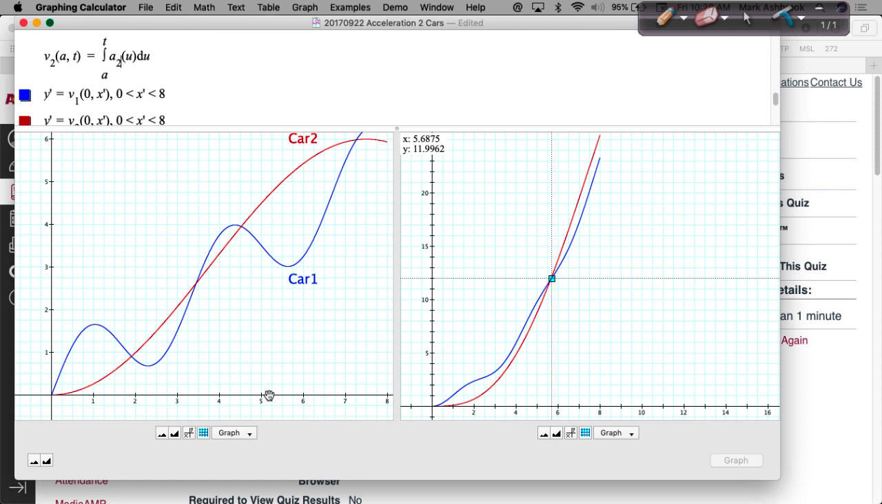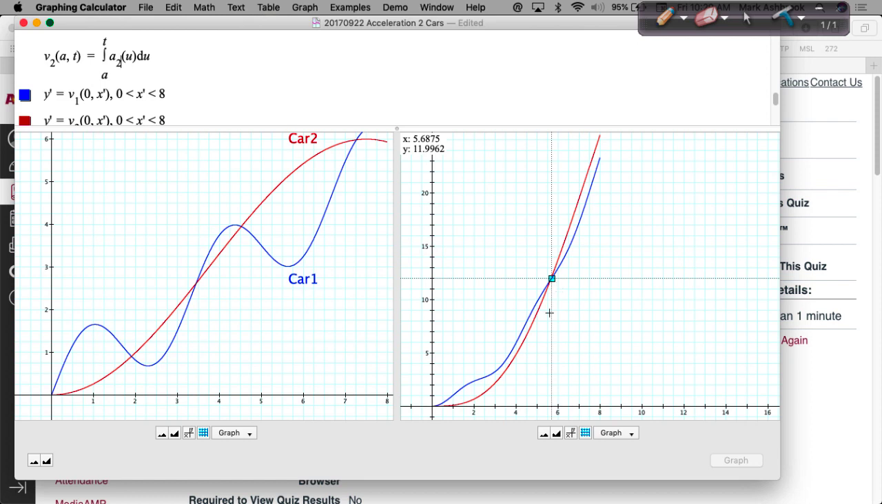So we said something between 5 and 6. At 5.6875 seconds, car 2 catches up in speed to car 1. So now they're at the same speed. So who's ahead? Are they at the same place? Or is one car ahead at 5.6875 seconds? Are they in the same place? Yeah, car 1 is still ahead, they just have the same speed.